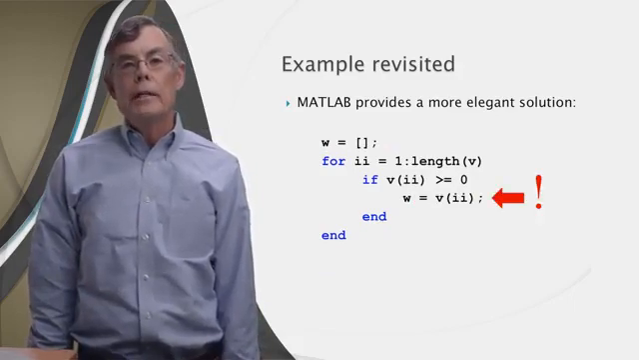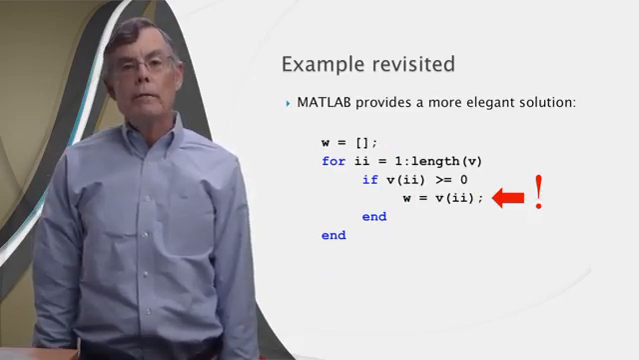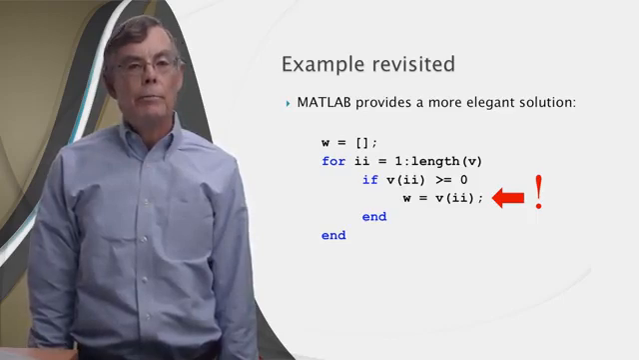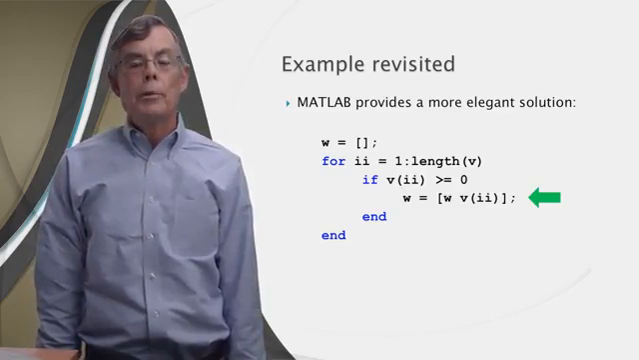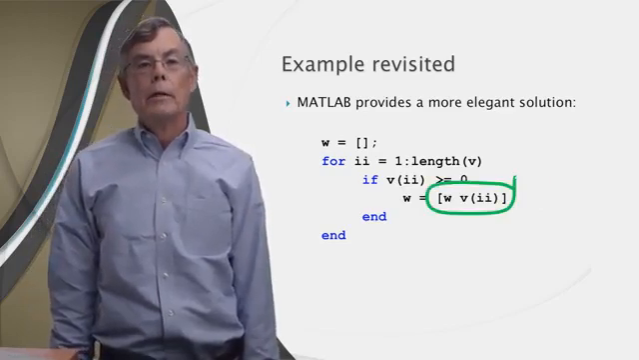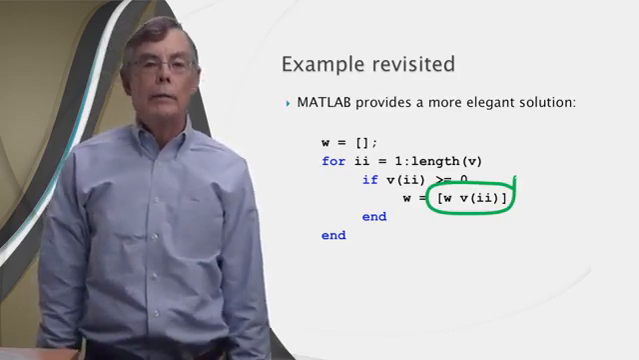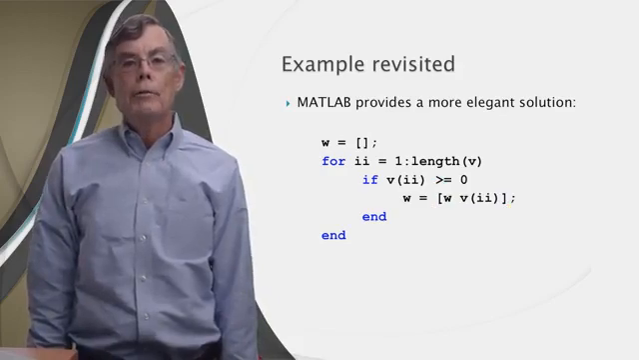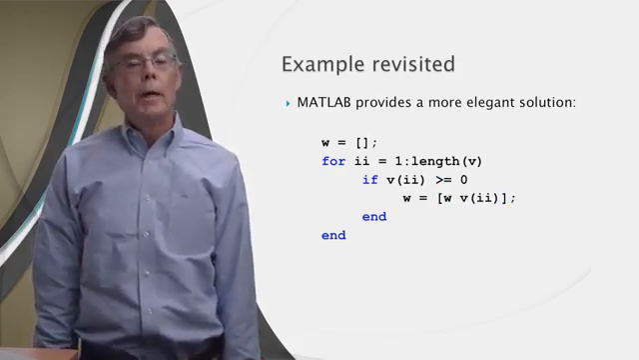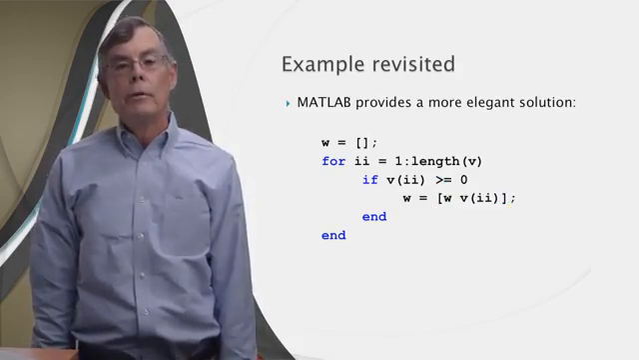But now we're assigning v(ii) to w. That's not what we want. What we really want to do is stick v(ii) onto the end of w, like this. The hard work is done by the single expression on the right of the equal sign. It constructs a vector that has all the elements that are currently in w, followed by v(ii), left bracket, w, v(ii), right bracket. And we assign this new vector back to w. It's much clearer here that we are appending v(ii) to the end of w than it was with the other version, not to mention it's shorter.